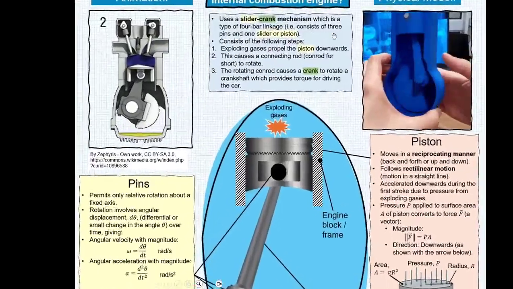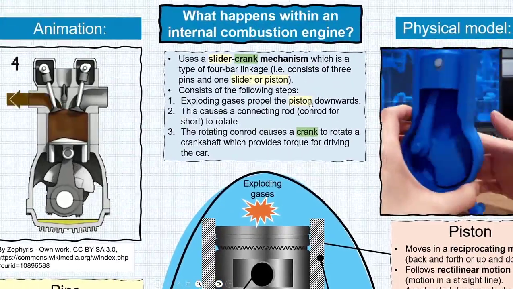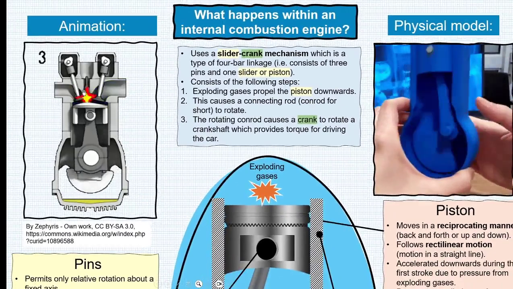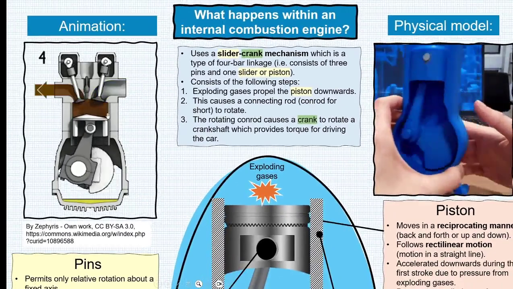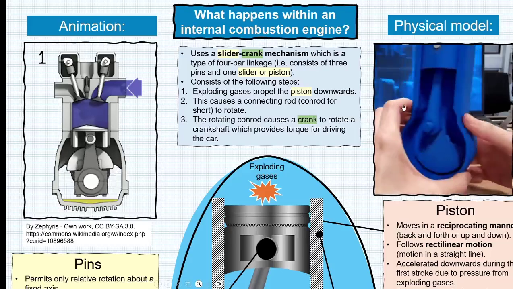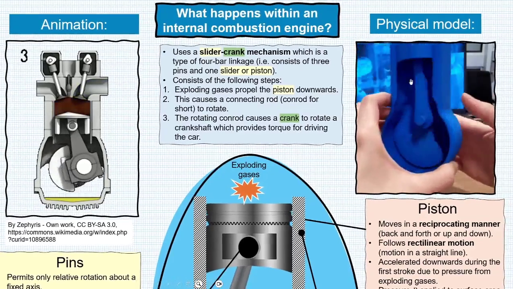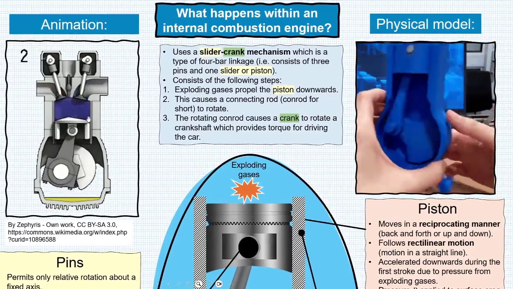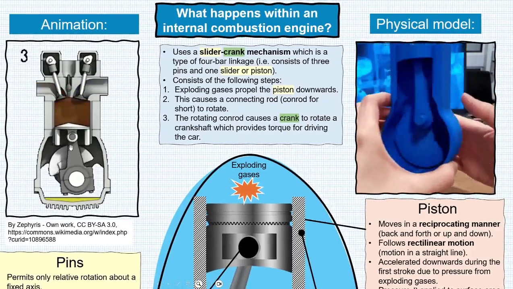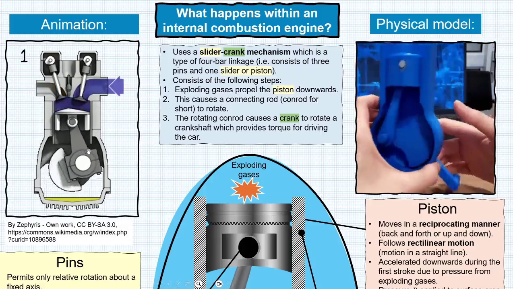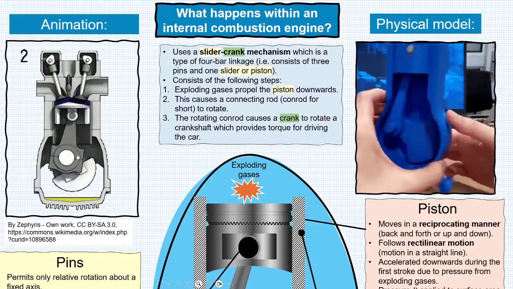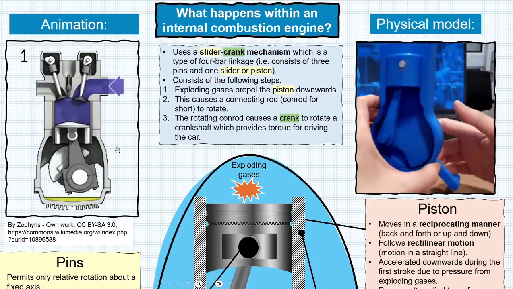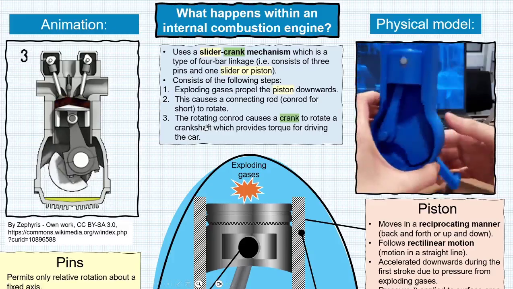So what happens within an internal combustion engine with regards to the slider crank mechanism? On the left-hand side, you will see an animation of the slider crank mechanism in action inside an internal combustion engine, and on the right-hand side, you'll see a physical 3D printed model also showing the motion. The process begins when exploding gases at the top force the piston down. This causes the connecting rod to move, which then forces the crank to rotate. The crank is connected to the crankshaft, which then provides the torque necessary for driving the car forward.